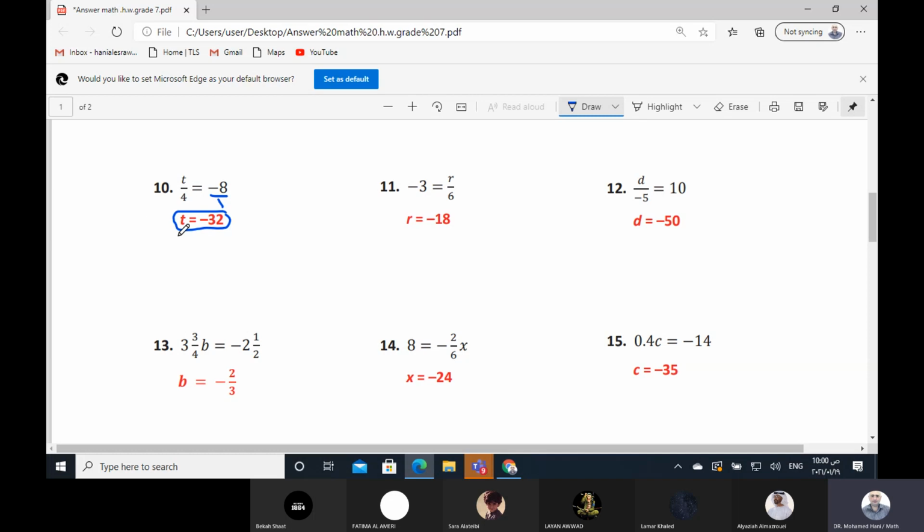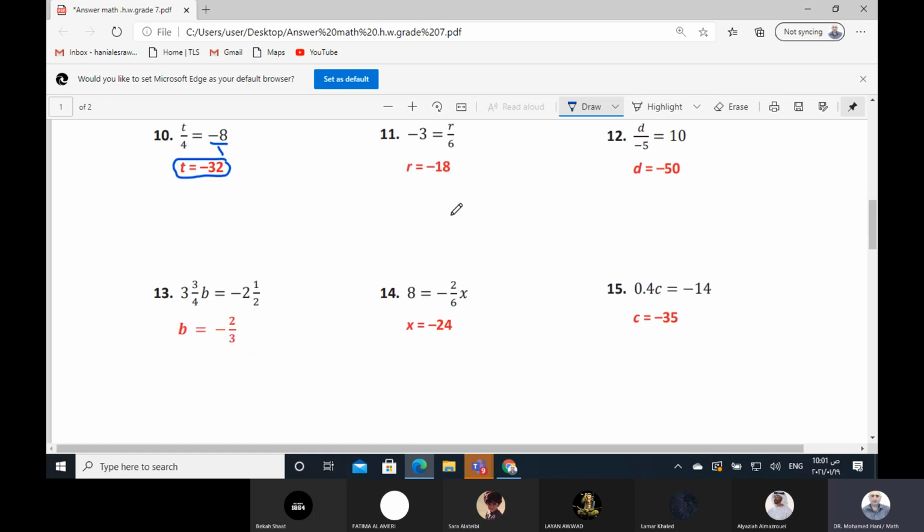Who has any question here? No questions. Right. Here is the same idea. Who can help me here? Who can solve number 11?